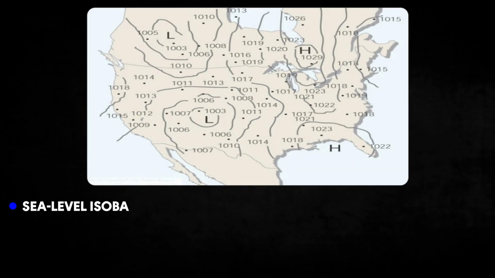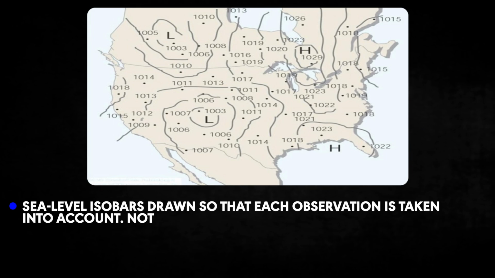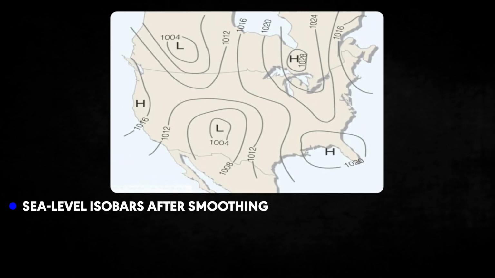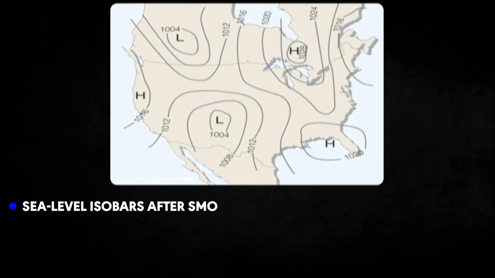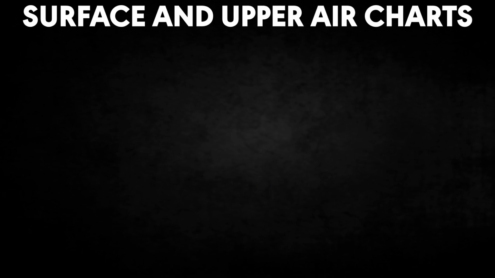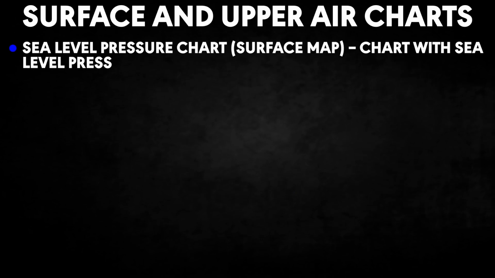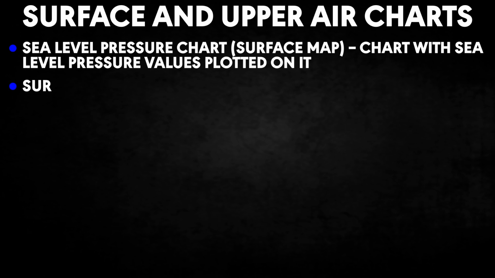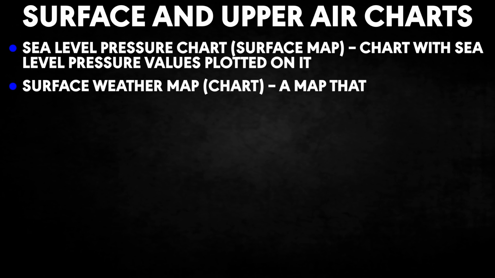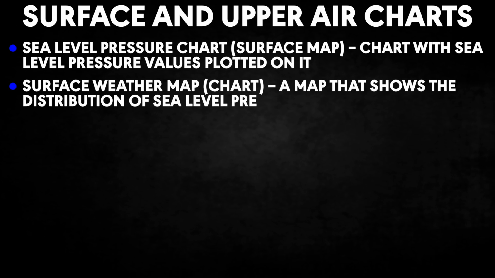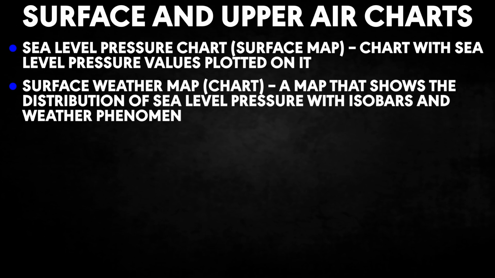Sea level isobars drawn so that each observation is taken into account. Not all observations are plotted. Sea level isobars after smoothing. Surface and upper air charts: sea level pressure chart, surface map, a chart with sea level pressure values plotted on it. Surface weather map chart: a map that shows the distribution of sea level pressure with isobars and weather phenomena. Surface chart.